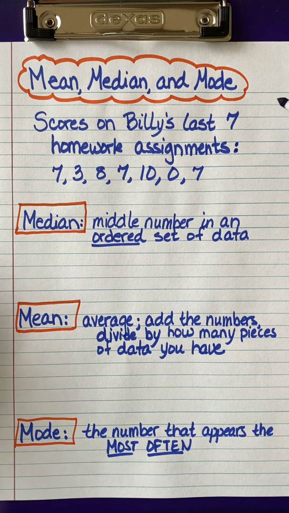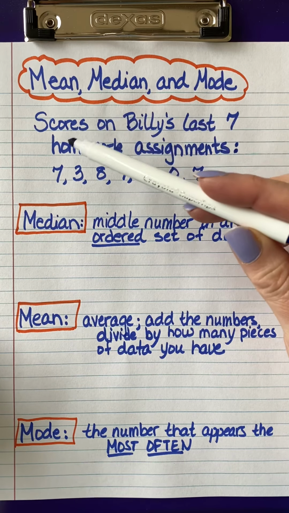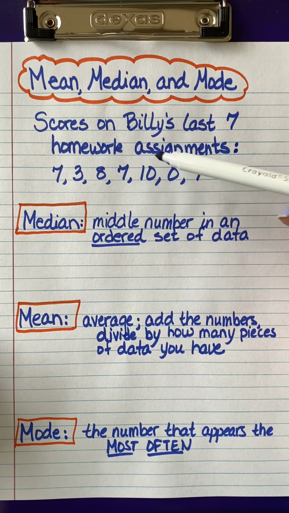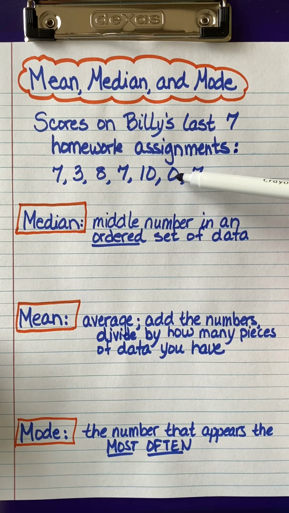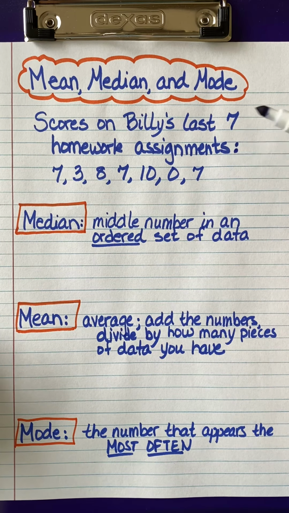So here we go. What are we looking at? What data set are we looking at? These are the scores of Billy's last 7 homework assignments. All right, so we got a 7 on one, a 3, an 8, a 7, a 10, oops, and a 7. All right, so what does that do here?